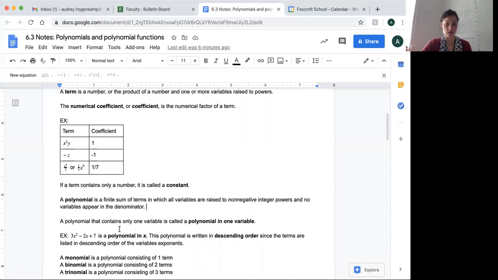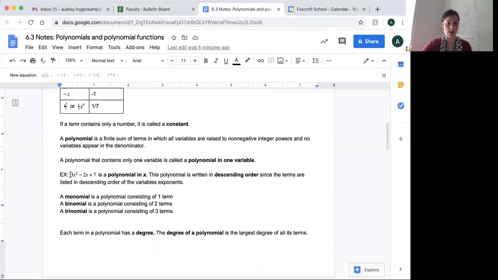A polynomial that contains only one variable is called a polynomial in one variable. For instance, 3x squared minus 2x plus 7 is a polynomial in x. We see that it's a polynomial because all variables are raised to a non-negative integer power and there's no denominator. And then it's a polynomial in x because our variable is x. This polynomial is written in descending order since the terms are listed in descending order of the exponents. So descending order means largest exponent comes first.